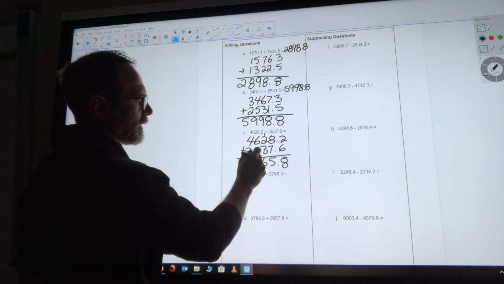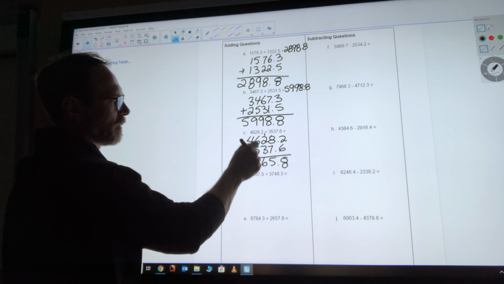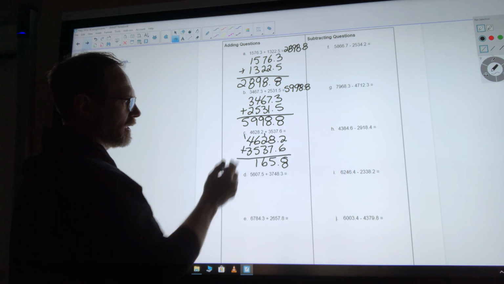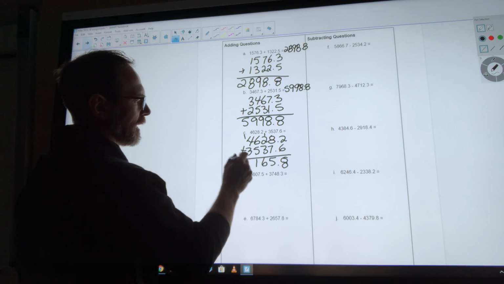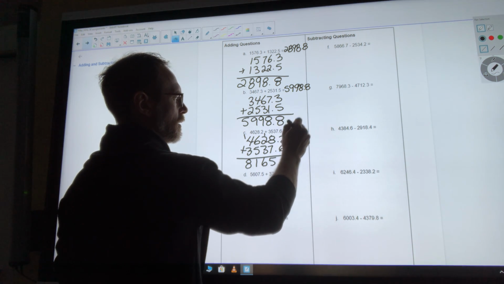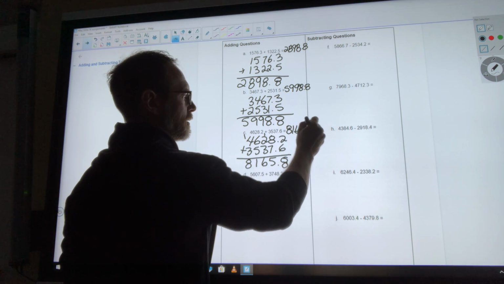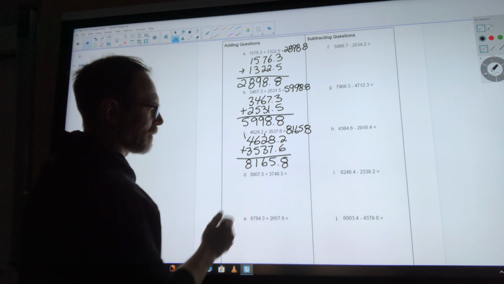600 plus 500 is 1,100 or 11 hundreds. So I'm going to put 1 here and I'm going to put the thousands right here. 1,000 plus 4,000 plus 3,000. That gives me 8,000. 8,165.8. That's 3 in a row. I have 8 in the tens place, not on purpose. I think I'm going to have another one like that.